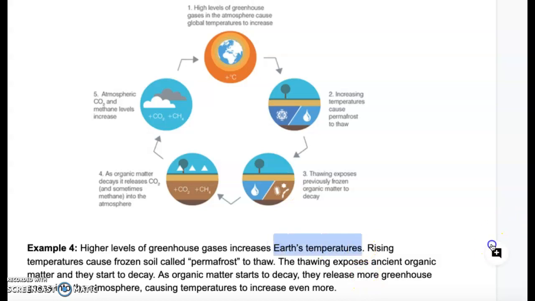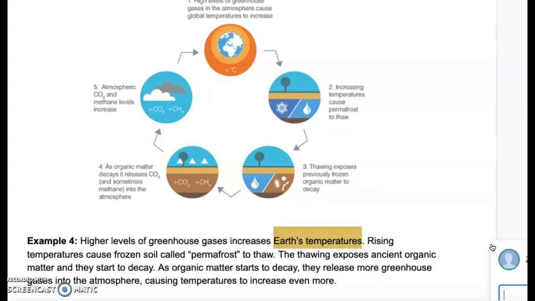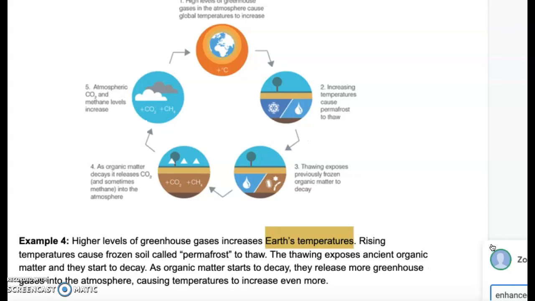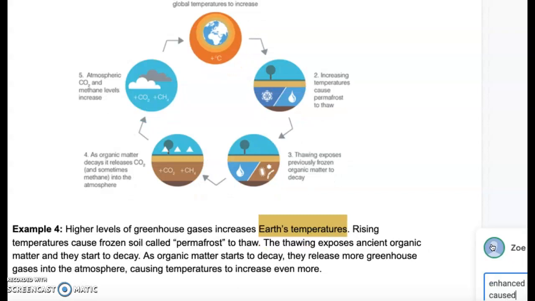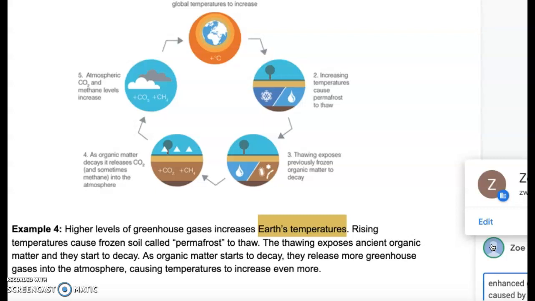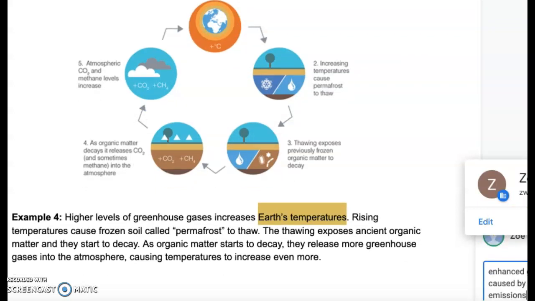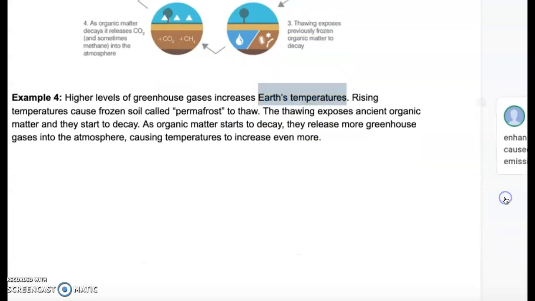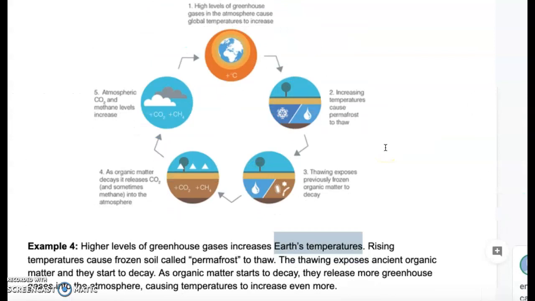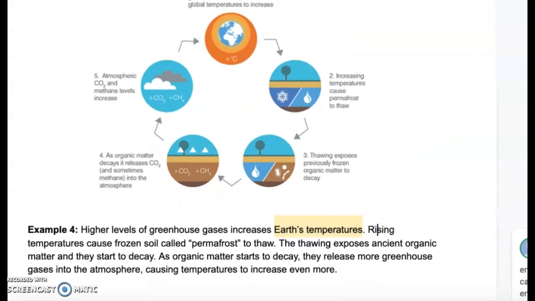So I'm going to also make that note. Enhanced greenhouse effects can be caused by humans and higher CO2 emissions into the atmosphere. Sorry, you can't really see that. Okay, and that's just a connection I made to learning target 15 a couple weeks ago. All right, I have my comment done.